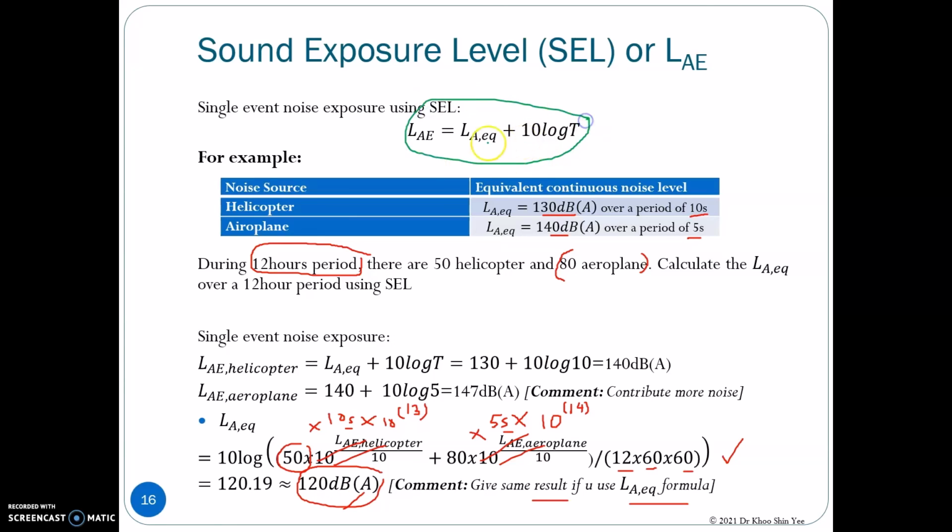If you forget the formula here to compute the single event noise exposure level LAE, we can directly derive from here. So for helicopter, it takes 10 seconds and the noise level is equal to 130 dBA. Then if we write the general formula for the helicopter, so T1 refers to the time duration per event, and also the LAEQ for the helicopter is equal to 130 dBA. So in this case, we want to convert to the LAE, where the magnitude here is equal to LAE. And we know the LAE is only lasts for 1 second. 1 second multiplied with this, then you should obtain this value.